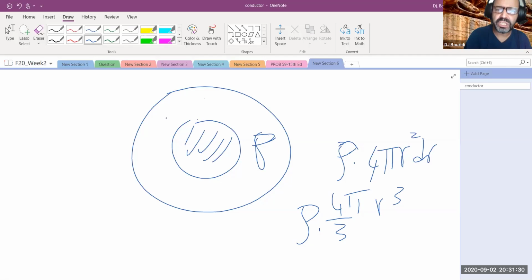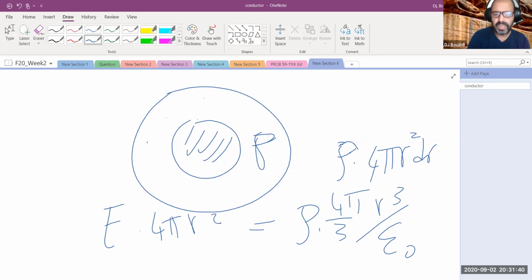This part does not contribute because it's outside of the Gaussian surface. And this, divided by, of course, epsilon naught, must be equal to the same value as we did, 4 pi times r squared. This r squared and r cubed cancel, and you'll be left with r. That's why there is that linear growth inside the sphere.